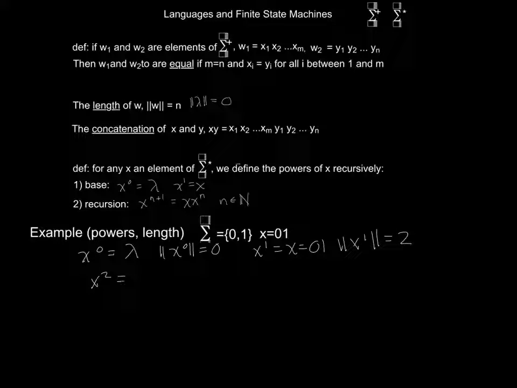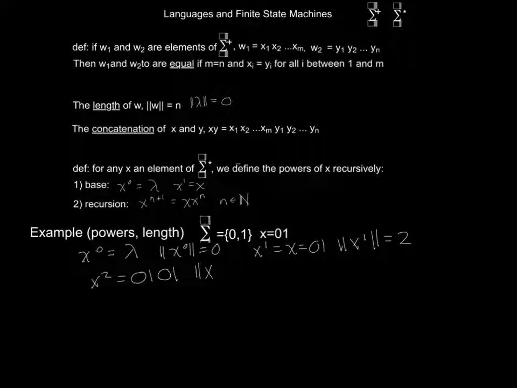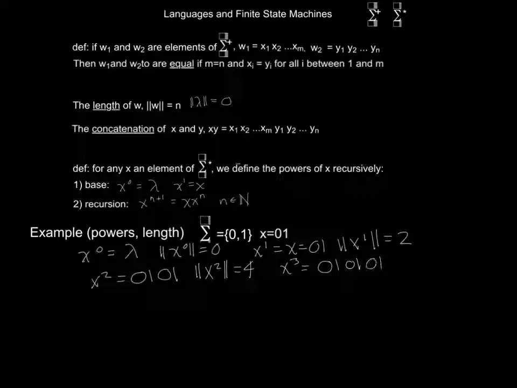x2 is equal to x, which is 01, concatenated with x1, which is also 01, and the length of x2 is equal to 4. x3 is equal to x, which is 01, concatenated with x2, which is 0101, and the length of x3 is equal to 6.